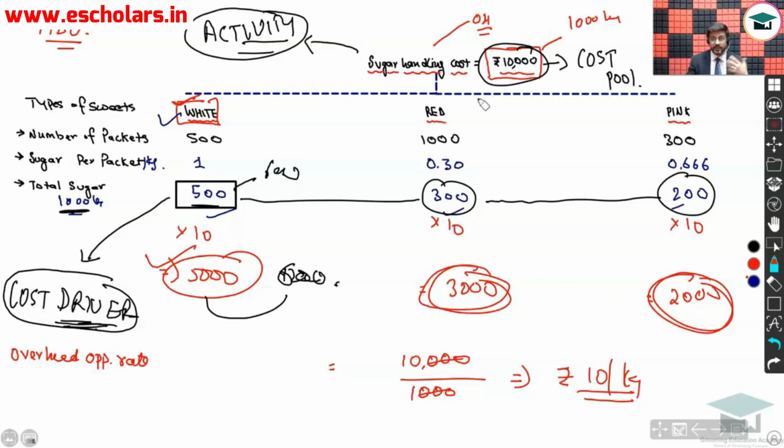It means the ABC helps you in accurate costing. Now that accurate costing could be on a higher side, could be on a lower side. That depends. This is what we have to do in the ABC system. So please write both the ABC and the traditional system in your notes.